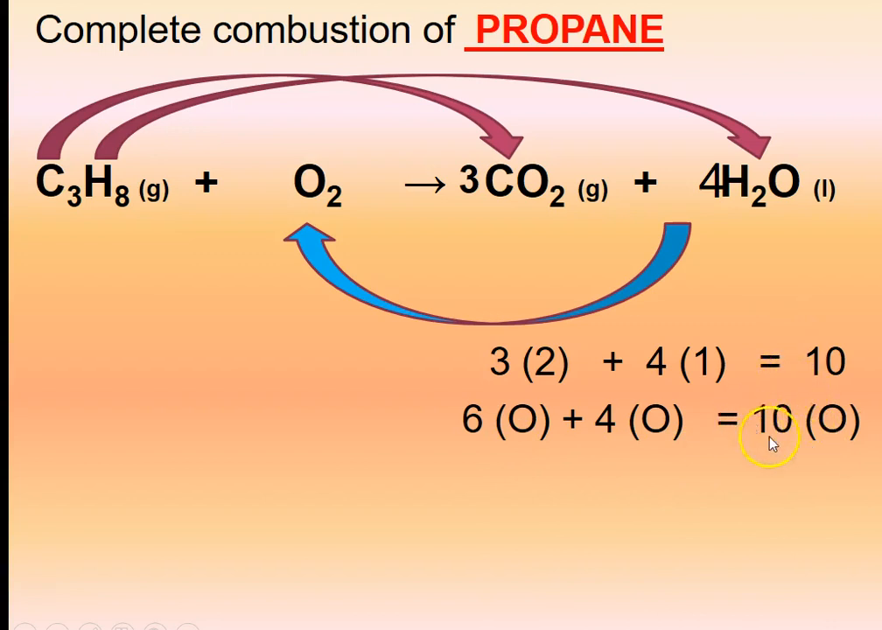So we have to separate these 10 into oxygen molecules. So 10 lots of 2, 10 divided by 2 is 5. So you need 5 oxygen molecules. 5 oxygen, would you believe?